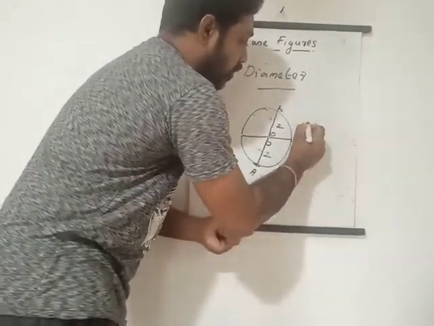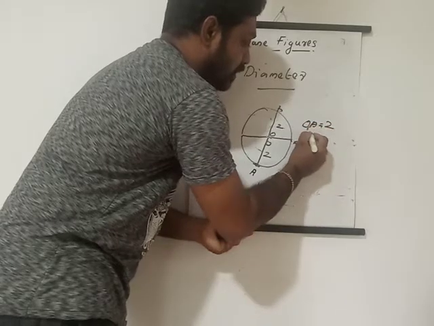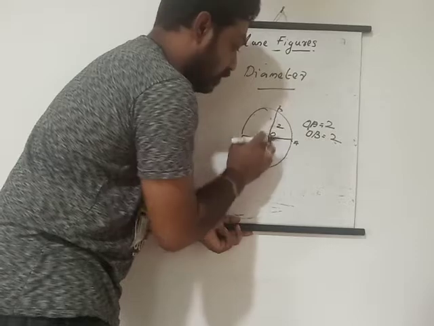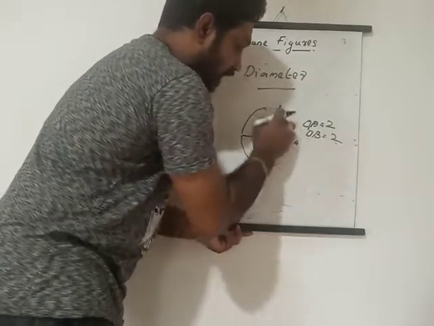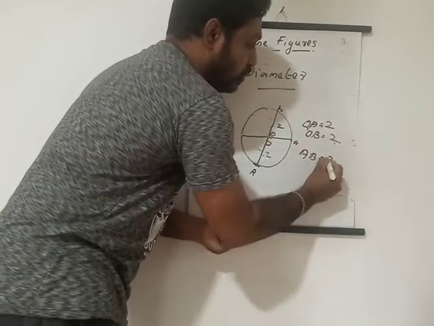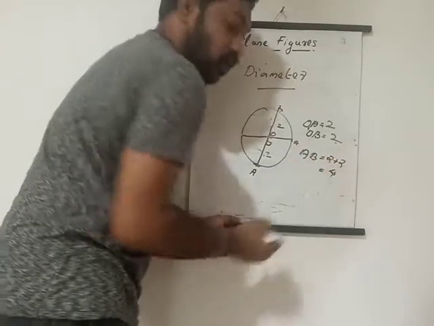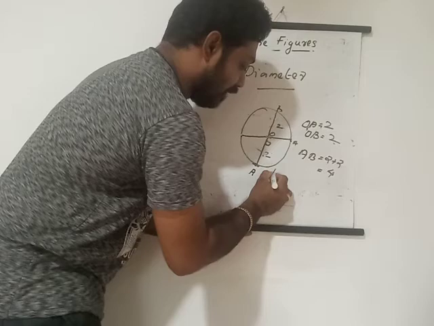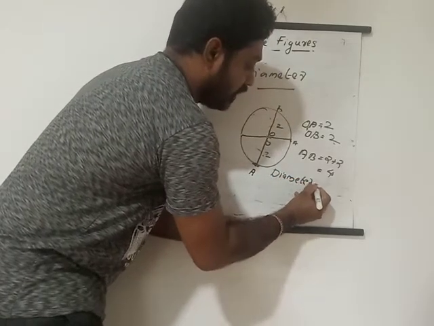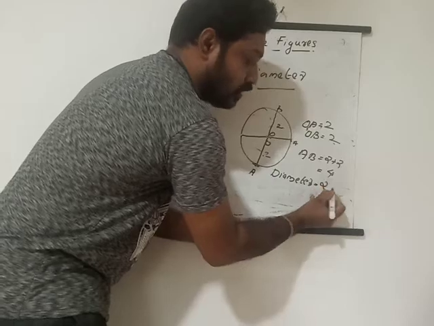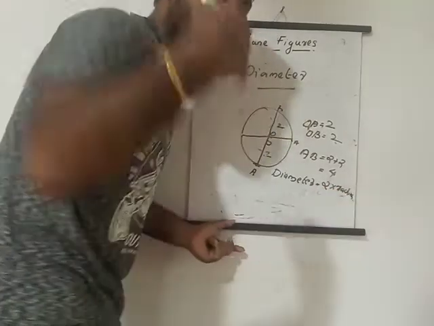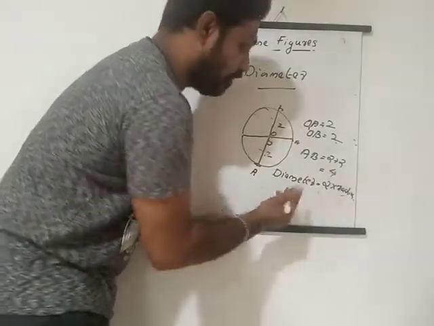That means OA is equal to 2 centimeters. OB is equal to 2 centimeters. Then what is AB? AB means 2 plus 2, isn't it? 2 plus 2, what is that? 4. We got the diameter as 4. It means double, 2 times of what? Radius, isn't it? 2 times the radius. Isn't it?